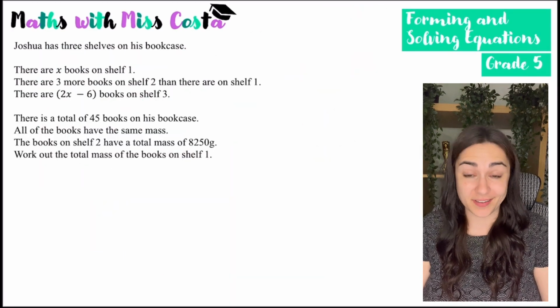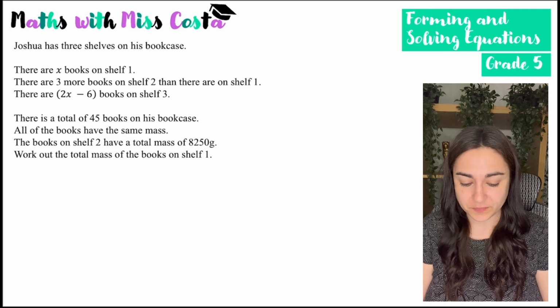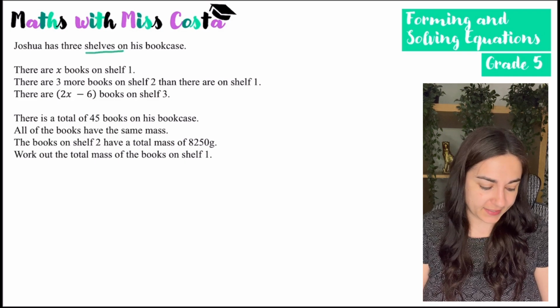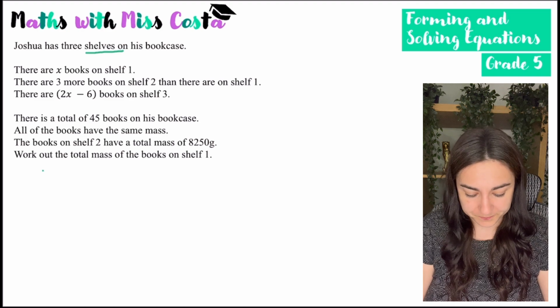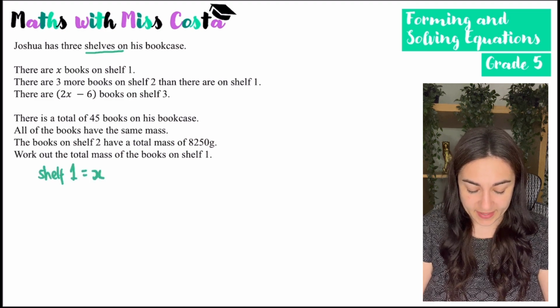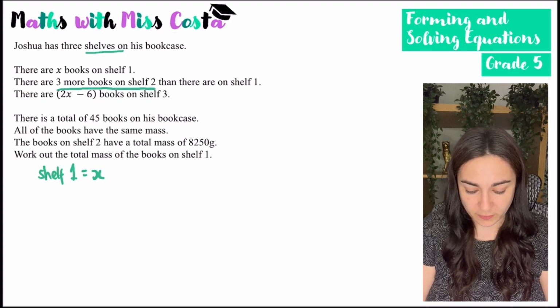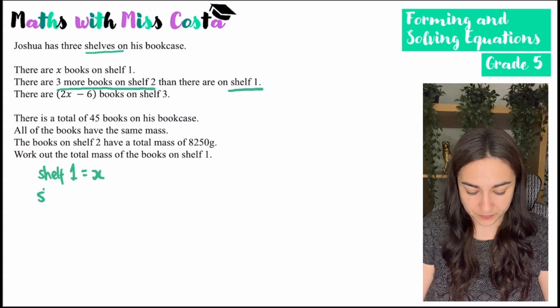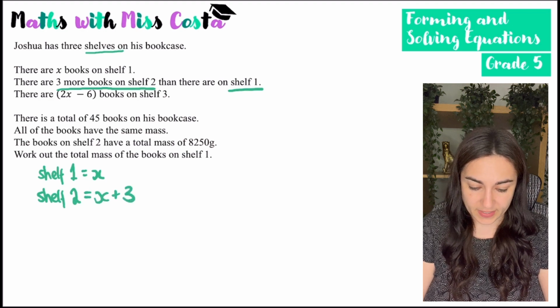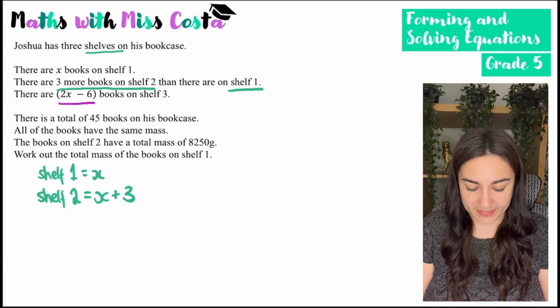Okay, so another forming and solving equations question. I'm told that Joshua has 3 shelves on his bookcase. There are x books on shelf 1. So shelf 1 has x. There are 3 more books on shelf 2 than there are on shelf 1. So if shelf 1 is x, then shelf 2 must be x plus 3. And then there are 2x minus 6 books on shelf 3.